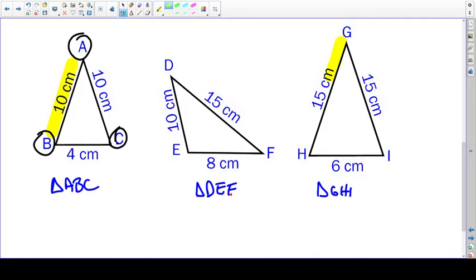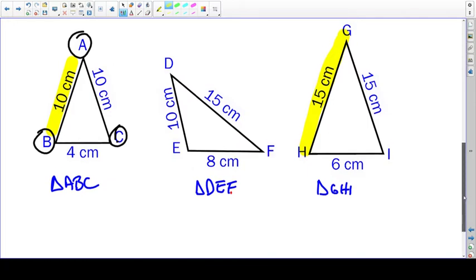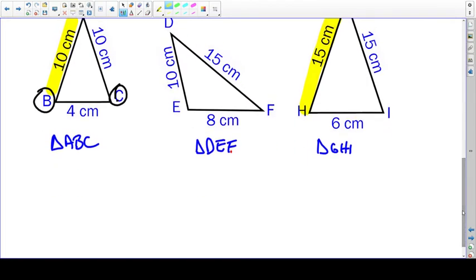So we need to find the scale factor between these 2 sides. How do we do that? It usually makes the most sense to take the bigger number and divide it by the smaller number. So if I take 15 and divide it by 10, I get 1.5. That tells me that side GH is exactly 1.5 times bigger than side AB.